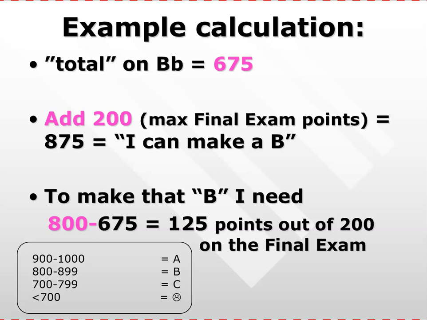So now I'm saying, okay, I can make a B. So then what do I need to do on the final exam in order to earn that B? So I take the minimum number for B, 800. I subtract what I already have, 675 in this example, and that tells me that I need 125 points out of 200 on the final exam to earn that B. So that's just a little sample there.